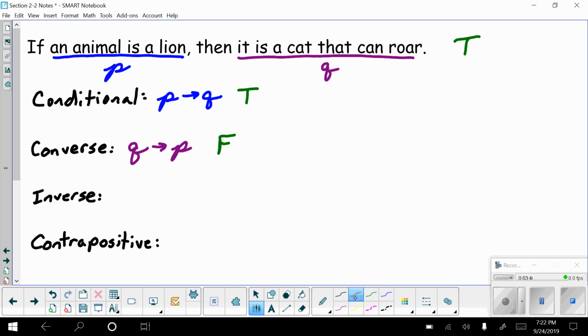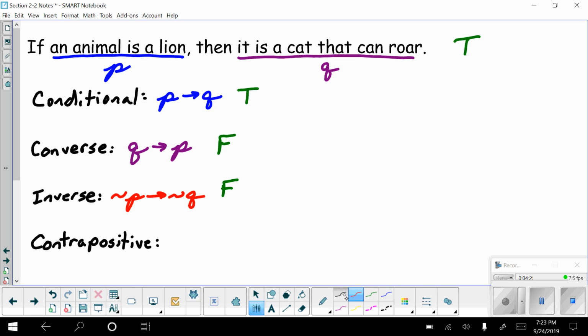For the inverse, from my original statement, I negate the hypothesis and I negate the conclusion. So my inverse would be, if an animal is not a lion, then it is not a cat that can roar. And again, this has nothing to do with the original statement being true. This is also going to be a false statement because, as a counterexample, I'm going to use a tiger again, because that is an animal that is not a lion, but it is a cat that cannot roar. So that is an issue there. But notice, the truth value had nothing to do with the truth value of the original statement.